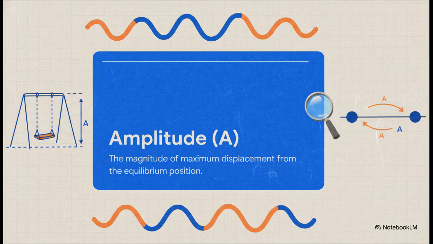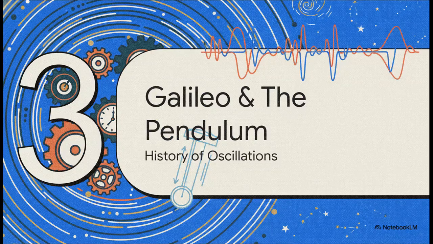And this brilliantly illustrates our third major term, amplitude, denoted by a capital A. Amplitude tells us exactly how far our oscillating object pushes its boundaries. If we go back to our playground swing, that central resting position where the swing just hangs straight down, that's the mean position. The amplitude is the absolute highest point that swing reaches in the air before gravity pulls it back down. Section 3, Galileo and the pendulum.